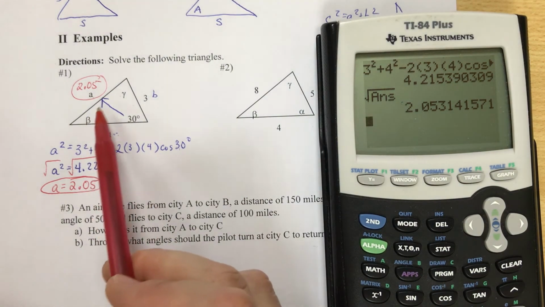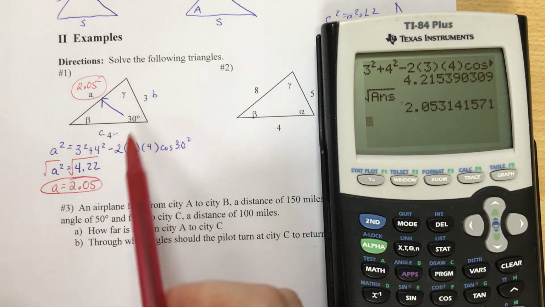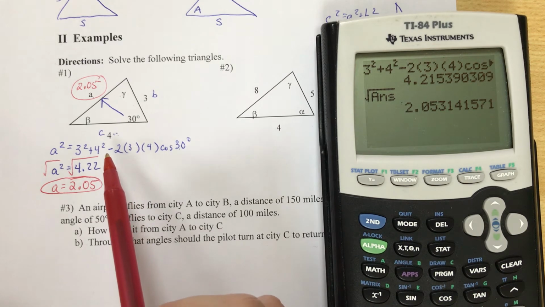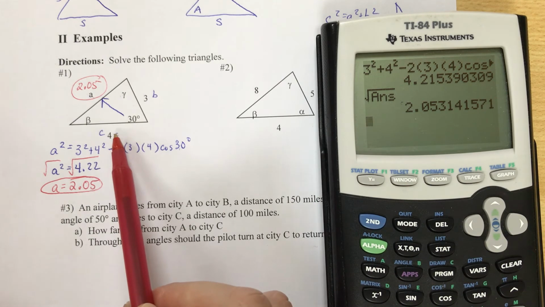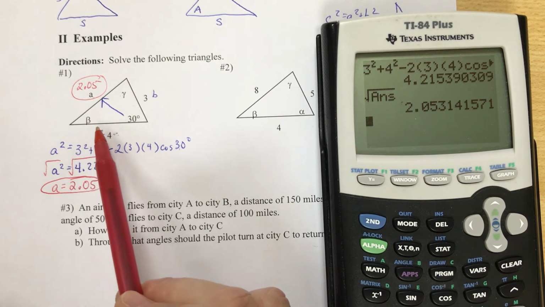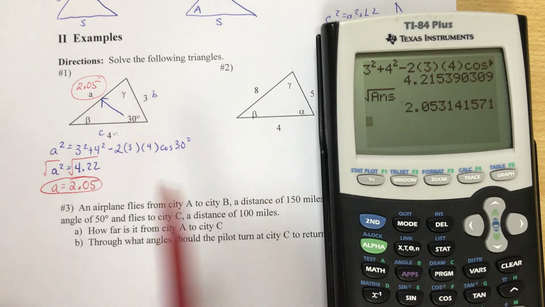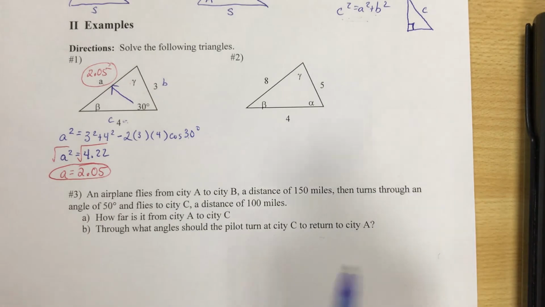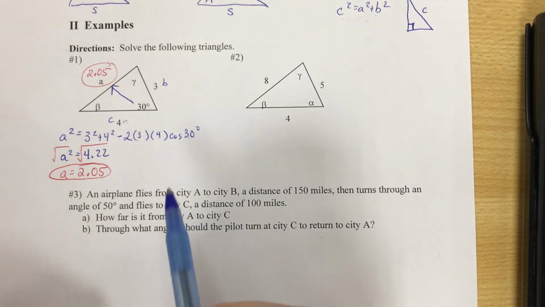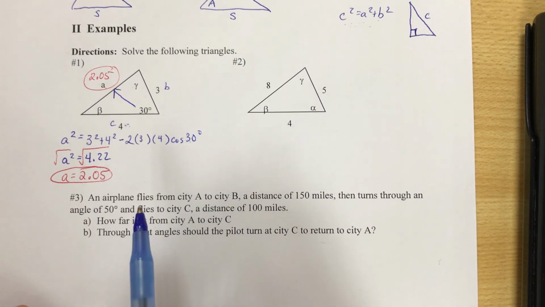We still are missing two angles, beta and gamma. Now we have options though. Now that we have all three sides, we could do the law of cosines again to find beta or to find gamma. But we could also do the law of sines. And the law of sines is a little bit easier. So in this case, I'm going to do that.